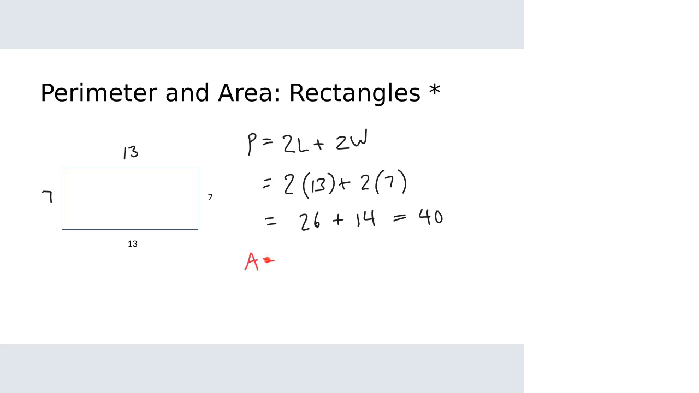For area, that's just length times width, which here that's 13 times 7, which is 91. So our perimeter is 40 and our area is 91. Let me know if you have questions on that before we move on to our next figure. Okay.